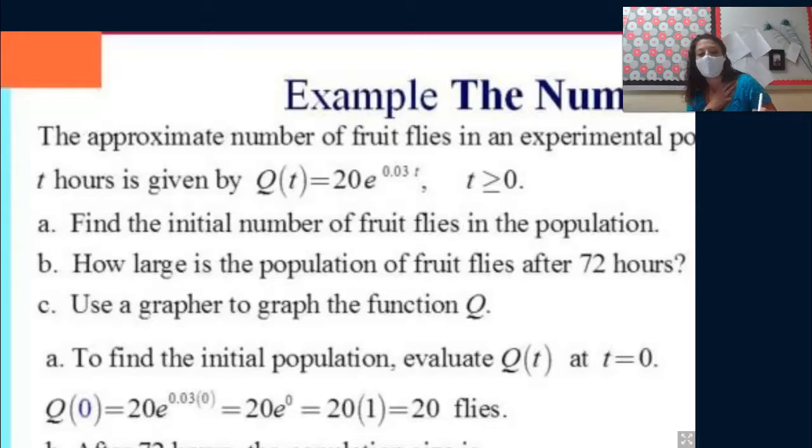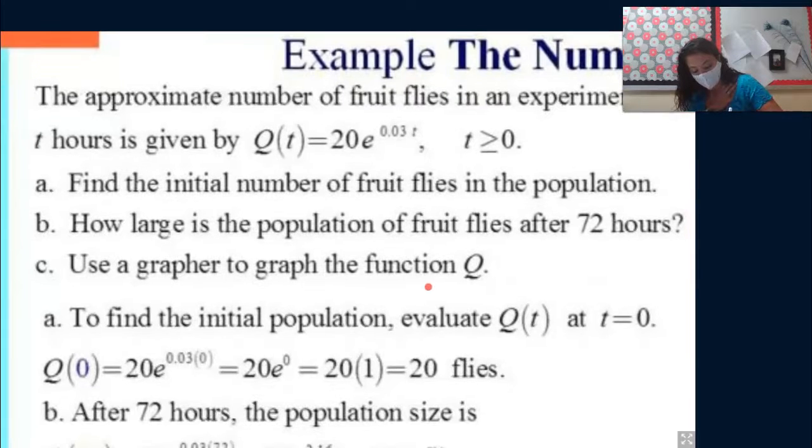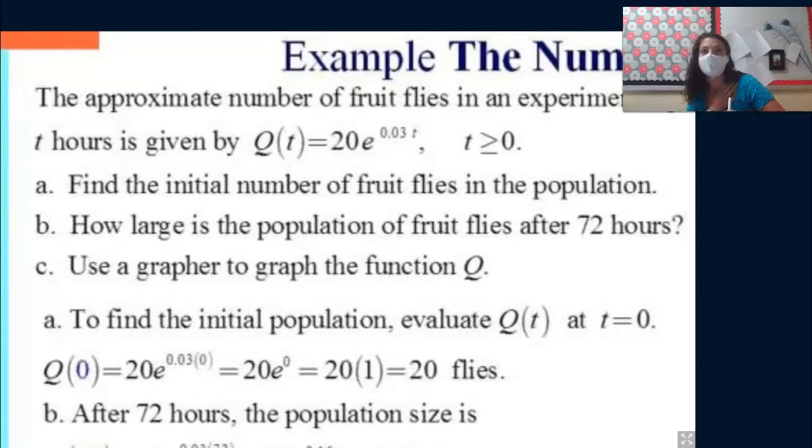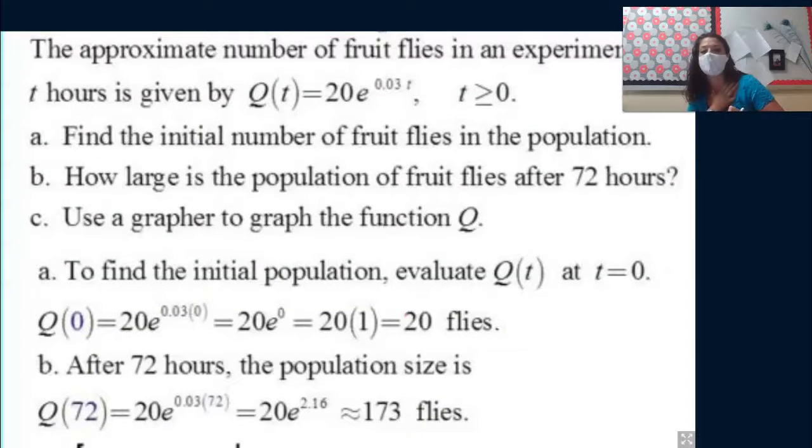Part B, how large is the population after 72 hours? So what you want to do is plug 72 into that equation. So you're going to find Q of 72. Again, if you're still working on plugging into your graphing calculator, this is where you would plug in 72 for t.